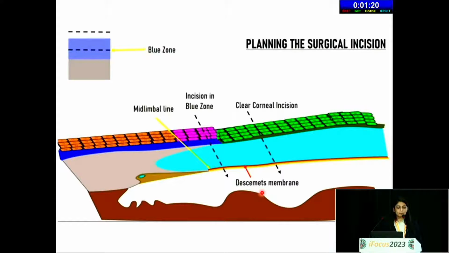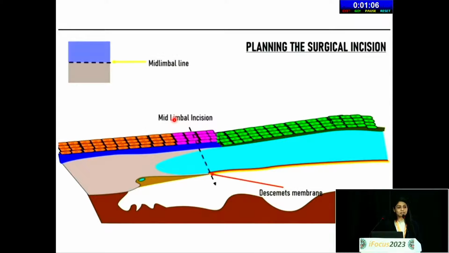Now in case we decide to make the incision in the cornea or anywhere in the blue zone, that incision will go through the Descemet's membrane, and it can lead to Descemet's membrane detachment, okay? Second, if we plan to make the incision at the mid-limbal line, which is what most surgeons do and is the most preferred site, the termination of the Descemet's membrane, that is the Schwalbe's line, is considered to be the safest zone to make the incision.